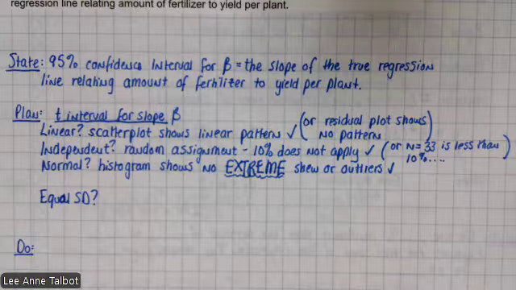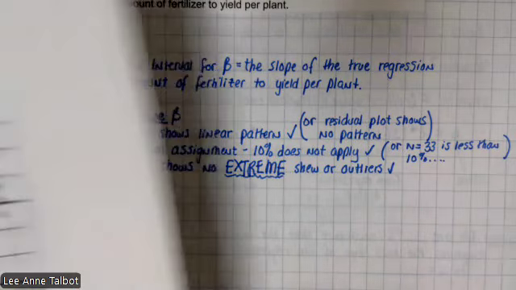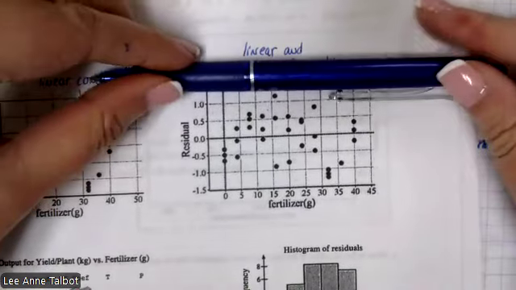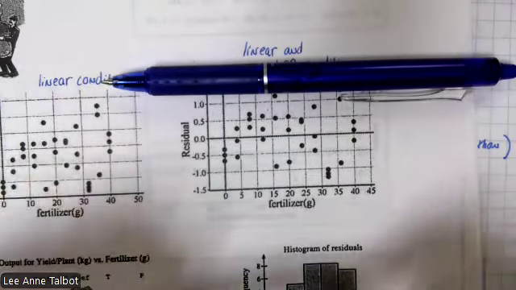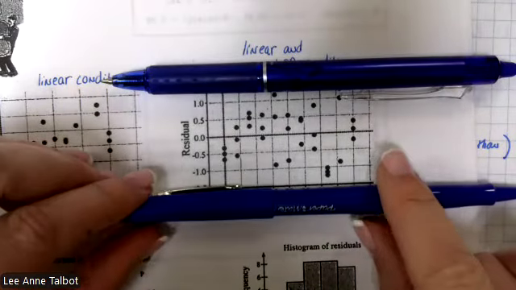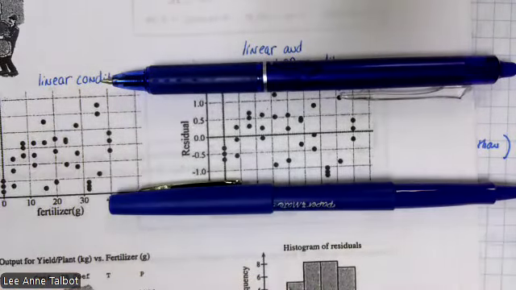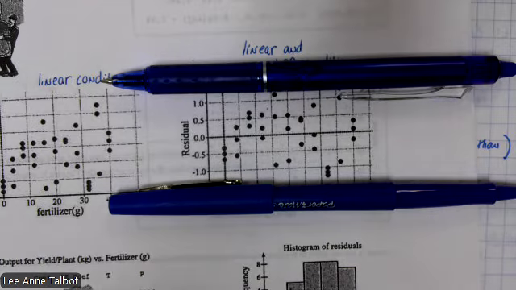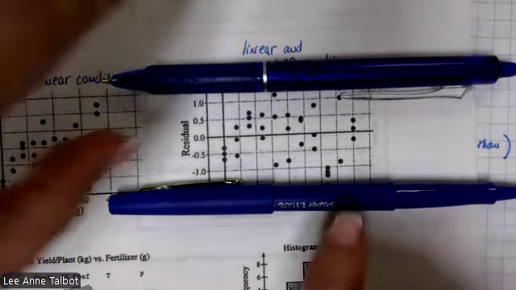Okay, let's talk about what equal standard deviation means. I'm going to talk about it with two pens. I'm going to look at my residual plot and put a pen along the top and a pen along the bottom. Are those pretty evenly scattered? Meaning, is there no pattern where it's getting further apart or closer together? Does it just look pretty equally distributed across the thing? Yes, good enough.